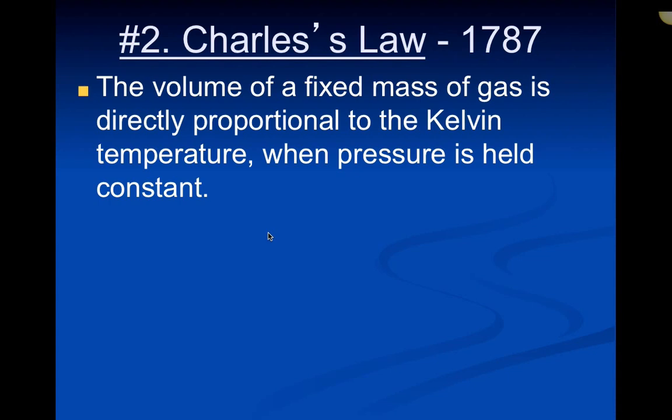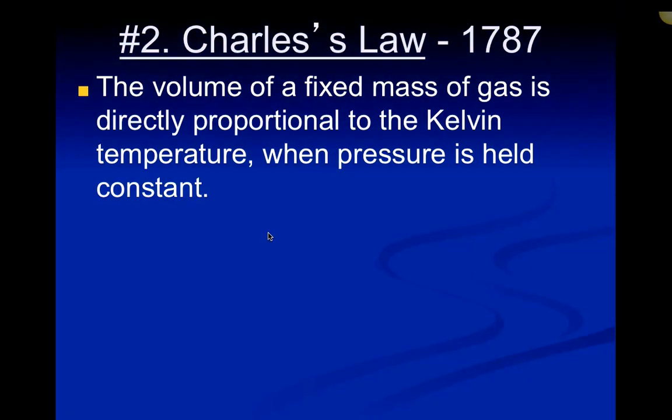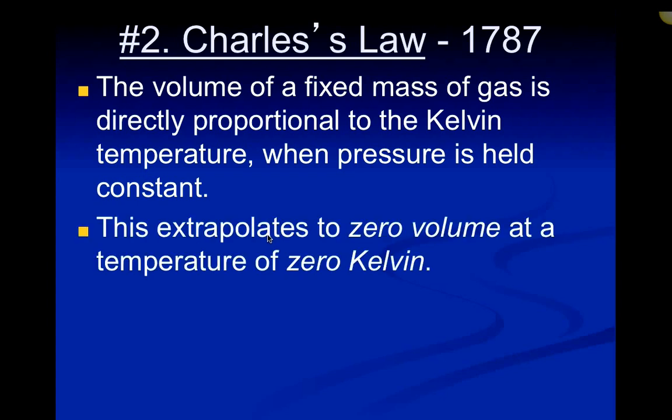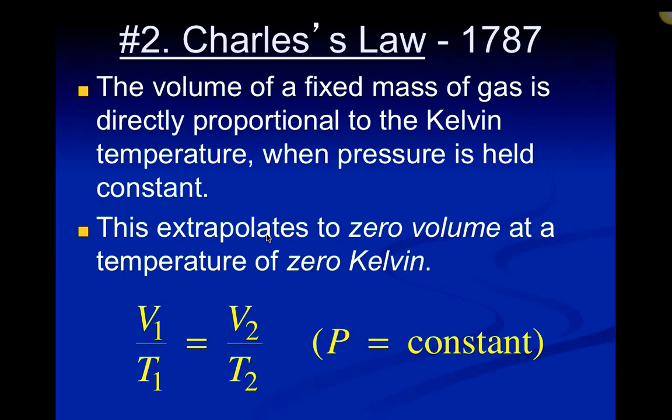Charles did experiments on volume and temperature. He kept pressure constant, so pressure is not in his equation. What he discovered is that volume and temperature were directly proportional. So as one went up, the other goes up. And this brought up the idea: what happens when you get to zero? Well, when you get to 0 degrees Kelvin, you have zero volume. You might remember we talked about absolute zero, where they believe, theoretically, all molecular motion will stop. So our equation is V1 over T1 equals V2 over T2.